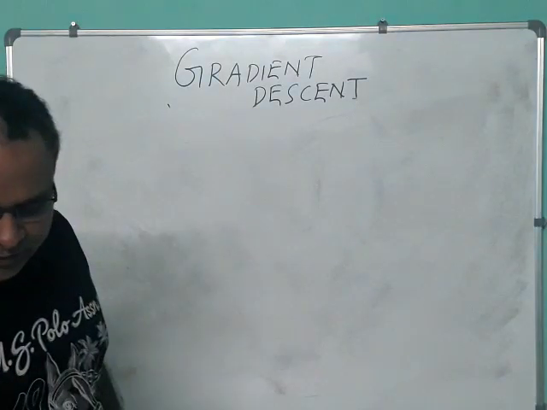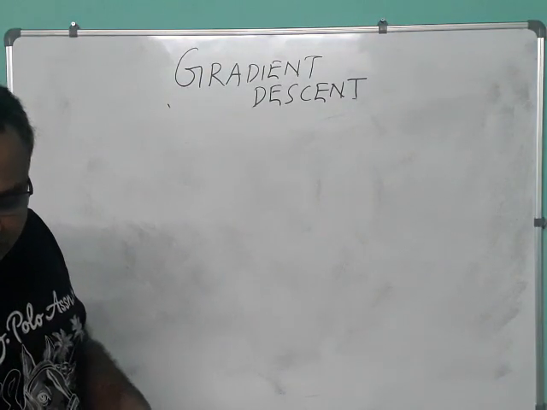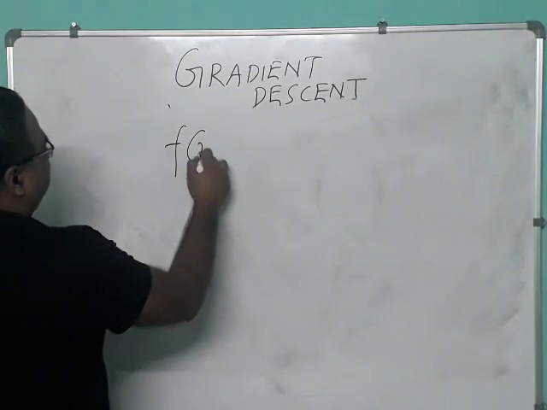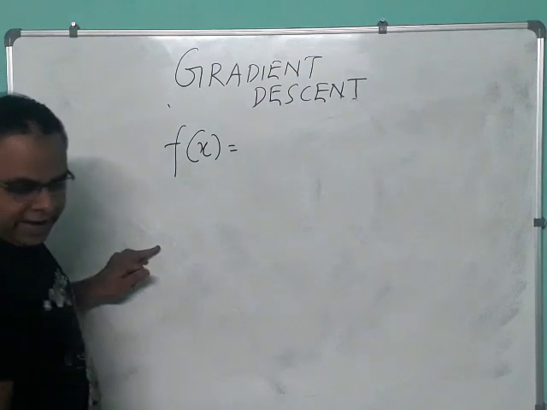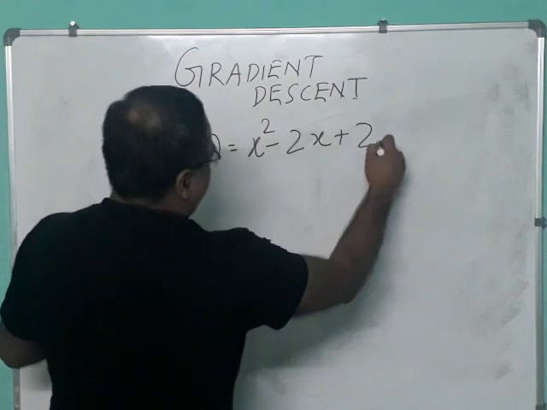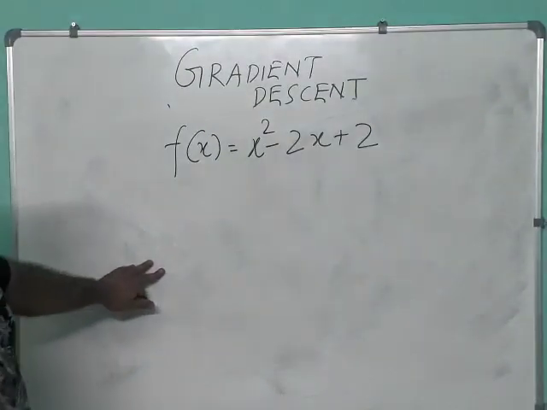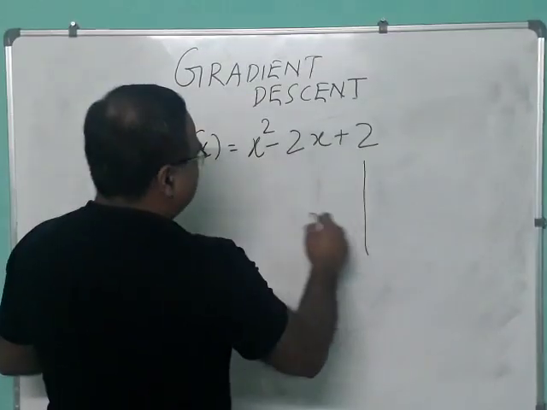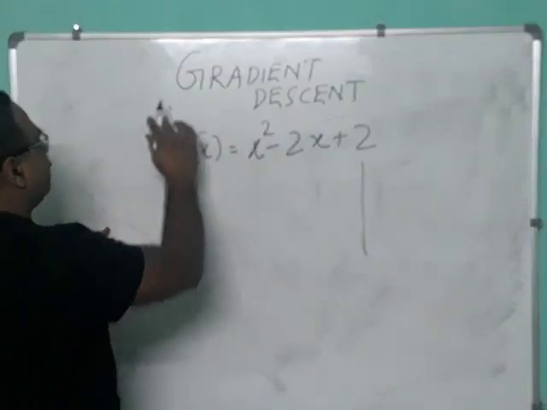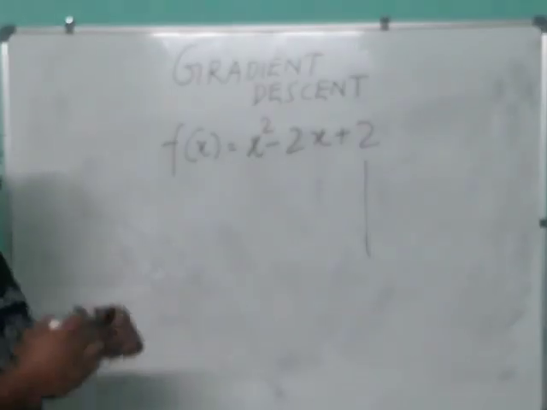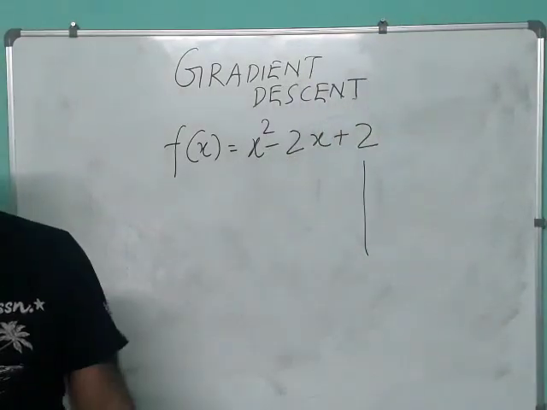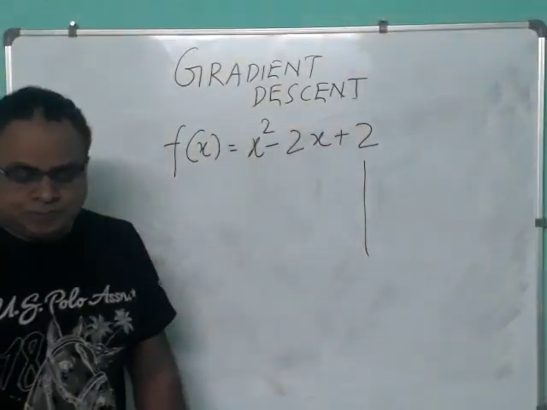These aspects we discussed in the last video as well. Now I am getting into another function, f of x is equal to x square minus 2x plus 2. If you plot the graph of this function, you can easily understand how to find the minimum. You can do it by calculus. First I am telling you the calculus method, then we will get into the gradient descent approach.